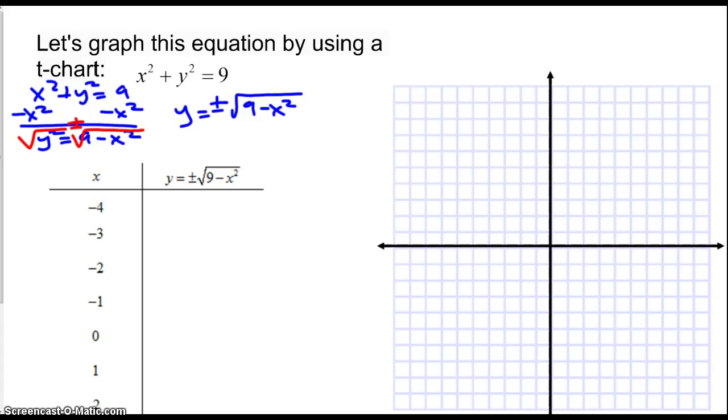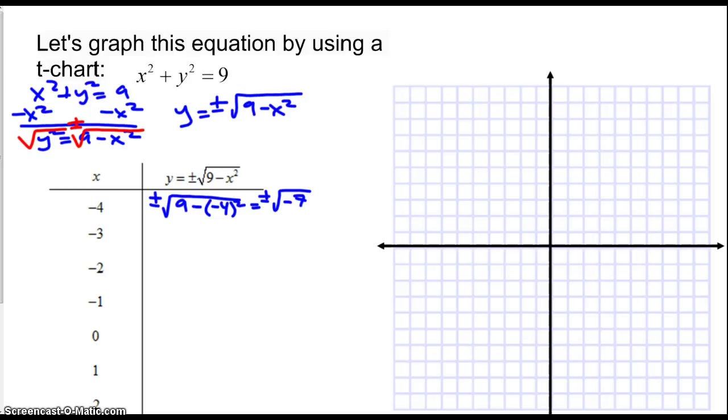And that makes it so that I can plug various values in for x and see what comes out for y. So let's try negative 4 in for x and see what we get for y. This is going to be plus or minus the square root of 9 minus negative 4 squared. That's plus or minus the square root of 9 minus 16, right? Which is going to be a negative number. 9 minus 16 is negative 7. So that's the square root of negative 7, and we can't take a square root of a negative. So that means there is no point when x is negative 4, right?